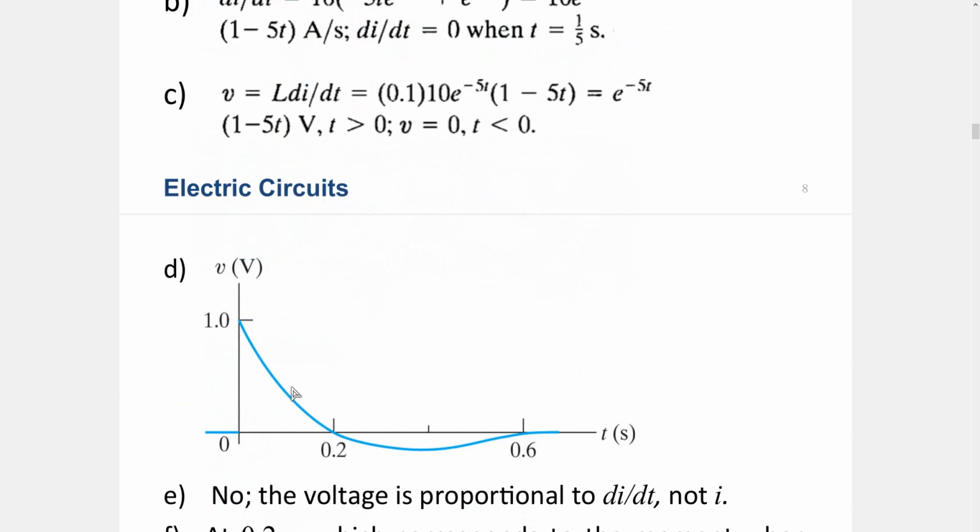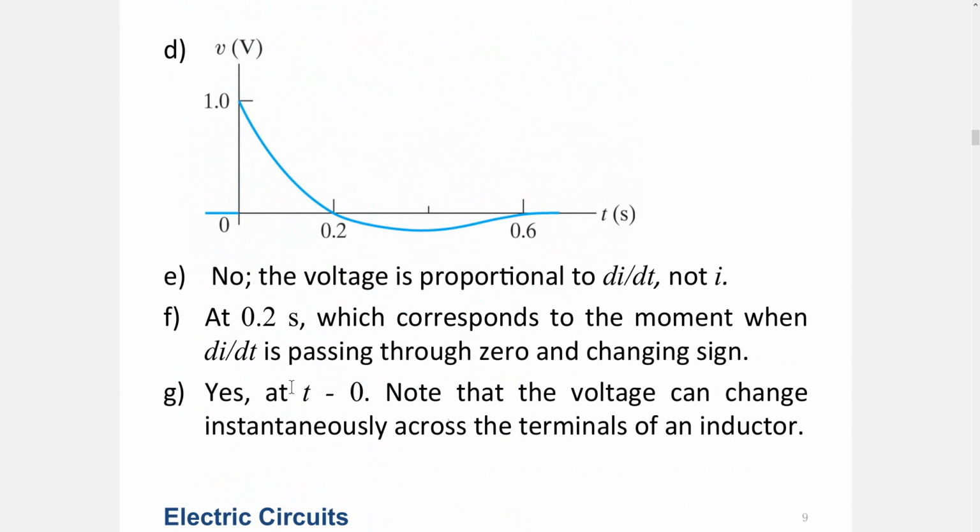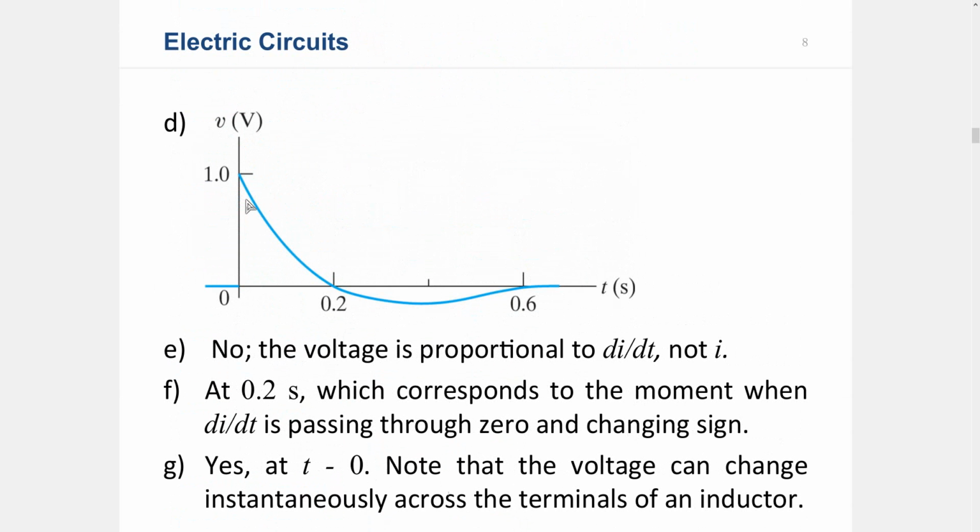So we can now take a look at the plot in which we are supposed to draw this function. This is the voltage across the inductor. And the voltage becomes 0 at 0.2 seconds, as we have mentioned. This is an important point since the derivative of the current becomes 0.